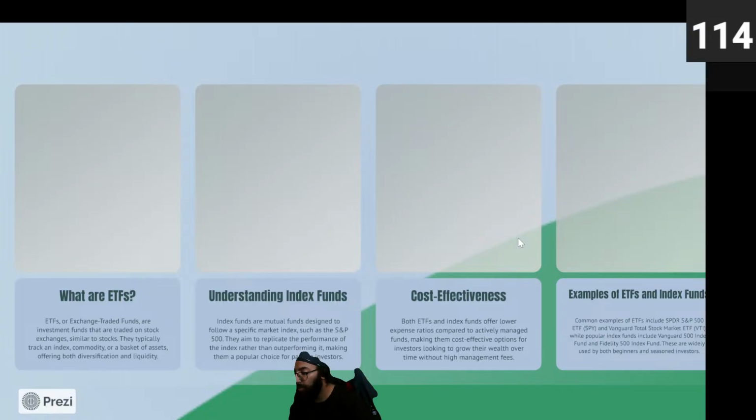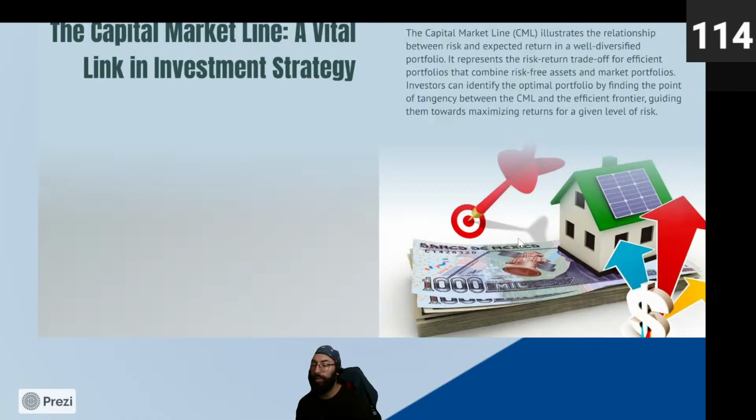So you have the capital market line, a vital link in investment strategy. This illustrates the relationship between risk and expected return in a well-diversified portfolio. It represents the risk-return trade-off for efficient portfolios that combine risk-free assets and market portfolios. Investors can identify the optimal portfolio by finding the point of tangency between the capital market line and the efficient frontier, guiding them towards maximizing returns for a given level of risk. So we have AI-driven analysis.